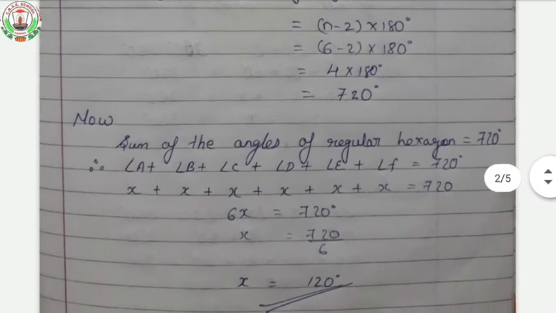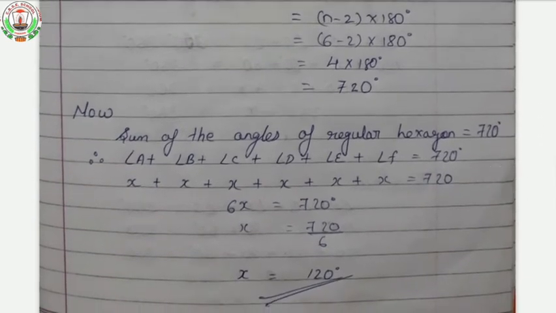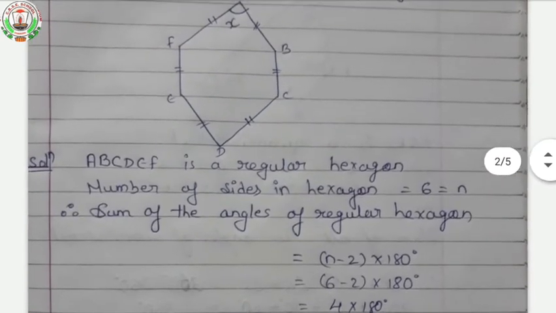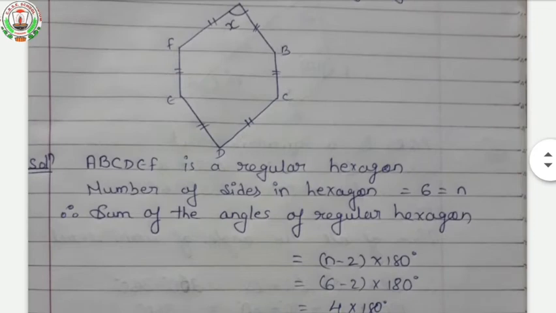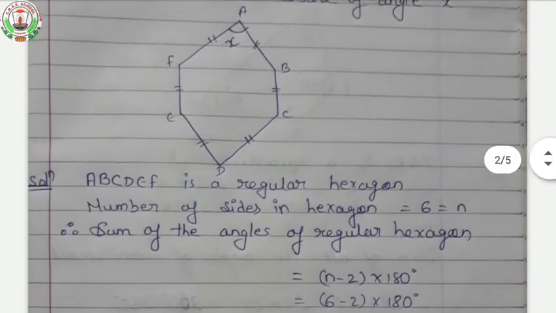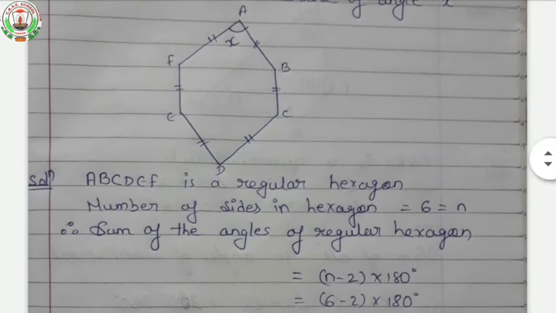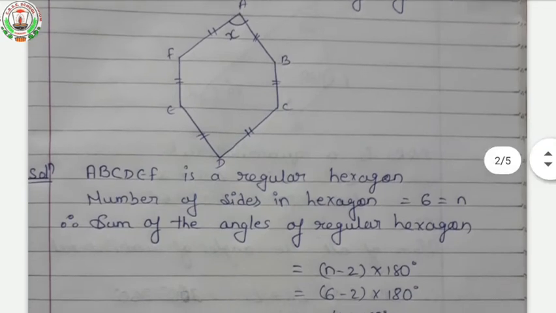Now see. Sum of all the angles of a regular hexagon is equal to how much? 720, which we found above, isn't it? Therefore, angle A plus angle B plus angle C plus angle D plus angle E plus angle F is equal to 720. Now, what is the value of angle A? We have x. Angle B we have x. It's a regular hexagon, that means all the sides are equal, isn't it? So if angle A value is x, that means angle B will be x, C will be x, D will be x, E will be x, and also F will be x.